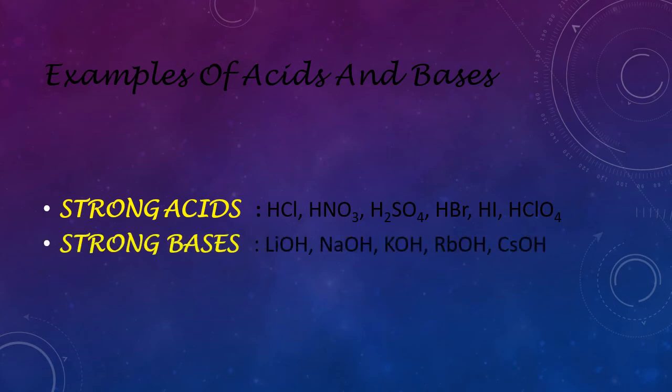All of these compounds are having hydrogen, so these are Arrhenius acids. Now look at the next, that is strong bases. All of the bases, now you can see lithium hydroxide, sodium hydroxide, potassium hydroxide, rubidium hydroxide, cesium hydroxide, all are having OH group. So when we dissolve them in water, what happens? OH ion is produced. OH ion will be having negative charge in it. Here are the examples of Arrhenius acids and bases.